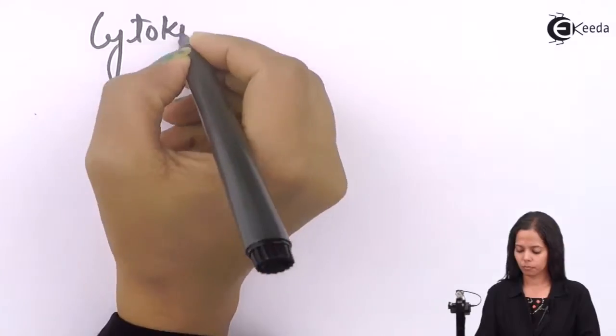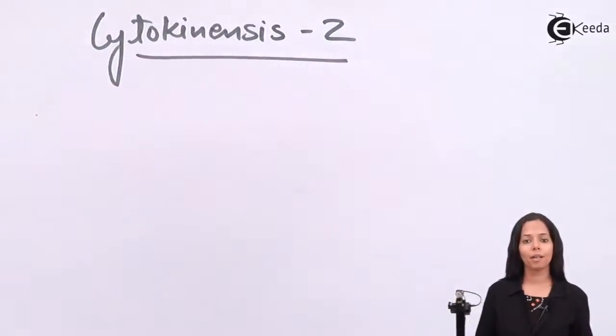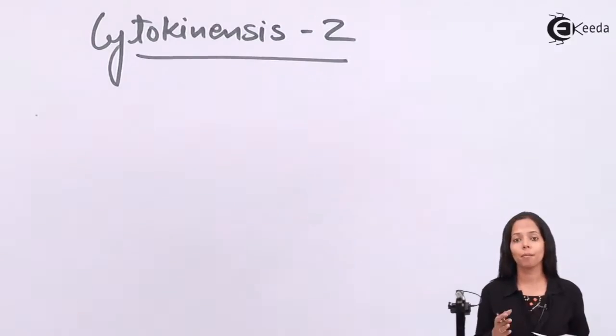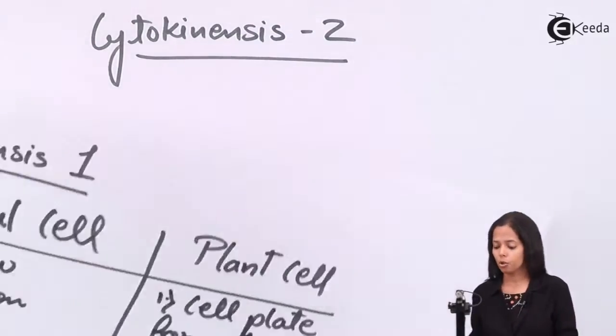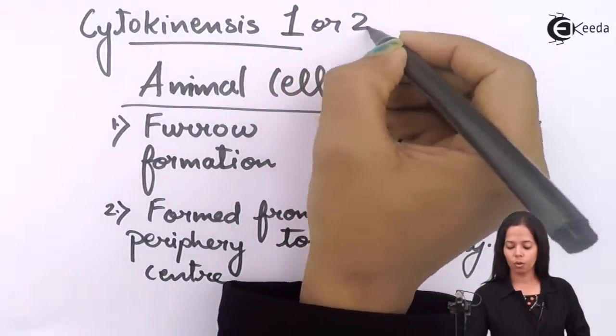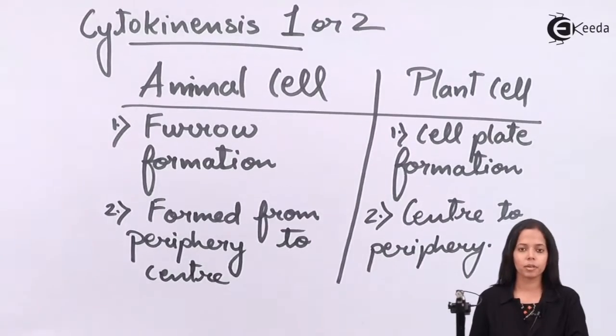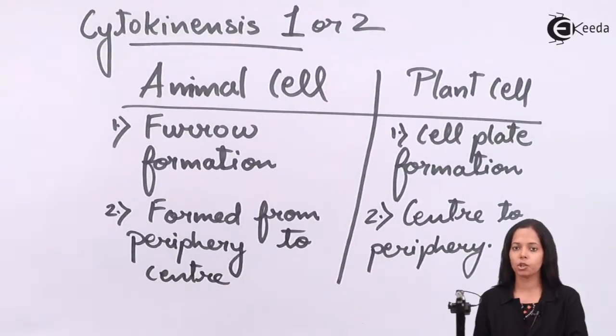That's why the last step we are going to study to complete meiosis is cytokinesis 2. Now, cytokinesis 2 is the same as cytokinesis 1. So let's study cytokinesis 1, which is also the same process in 2. So the same thing happens in the case of cytokinesis 2 also.